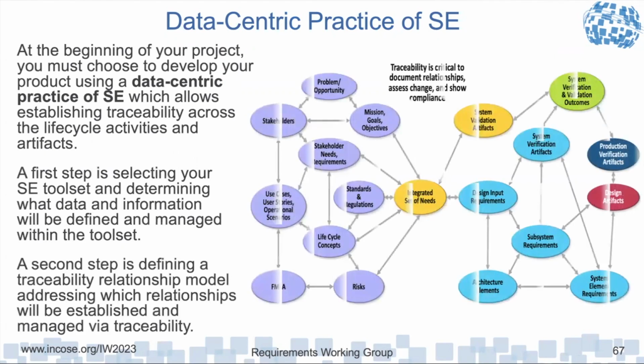Then the second step is defining a traceability relationship model, addressing which relationships will be established and managed with traceability within your tool set. And this needs to be defined up front. And then hopefully the tool will allow you to define rules and enforce compliance to the organization of establishing and maintaining the correct traceability, so the chain of evidence then can be shown to the regulatory authorities.